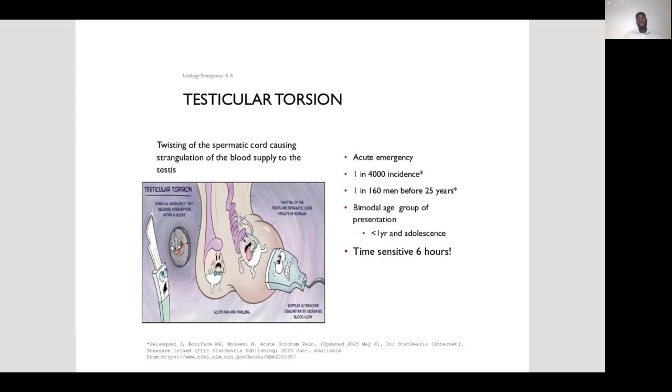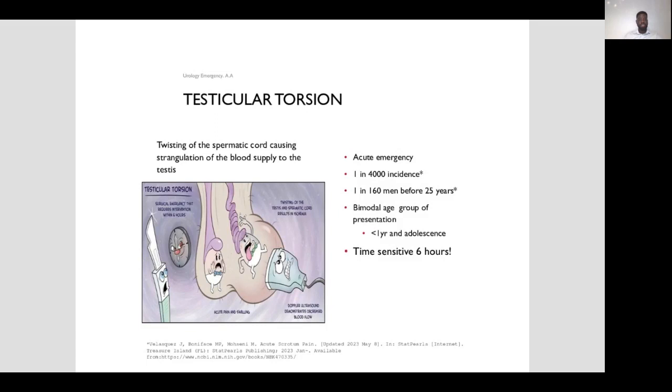In the unselected population, occurs in about 1 in 4,000. And if you're to break this down much more specifically, I would say in every 160 men, one man is at least going to have testicular torsion before the age of 25 years. It's got bimodal age group of presentation, most common in the perinatal period, less than 1 year old, and in adolescents, so teenage boys are more likely to have testicular torsion.